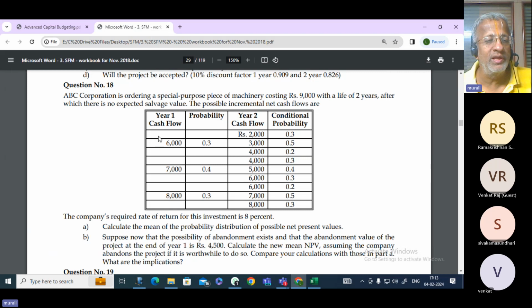In year number one, if it were to be 6,000, in year number two, you see that it is 2,000, 3,000, 4,000, with probabilities 0.3, 0.5, 0.2. So when you identify this, these are the items. Even in the question paper, they may not have the botheration to tell that this is one particular set. That is what you have to apply your mind to and then work. Next one.